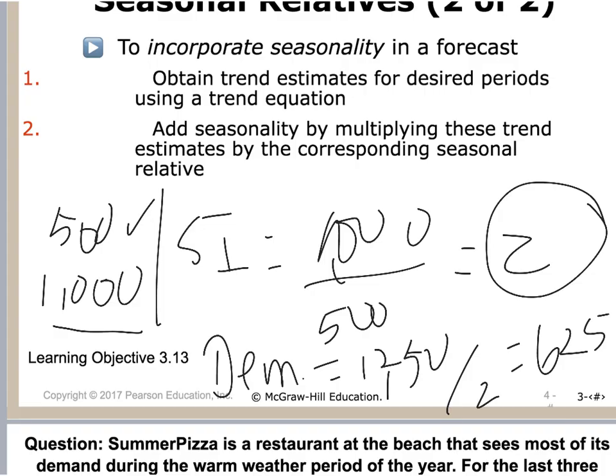Now, if we go on a few years down the road, we know that our demand during Thanksgiving for turkeys has now increased to 1,250 turkeys for that period. We know our seasonal index is 2, so somebody wants to know what the forecast should be for turkeys in the off months, so let's say Feb, March, April. You take that same 1,250 divided by the seasonal index of 2 to get 625.